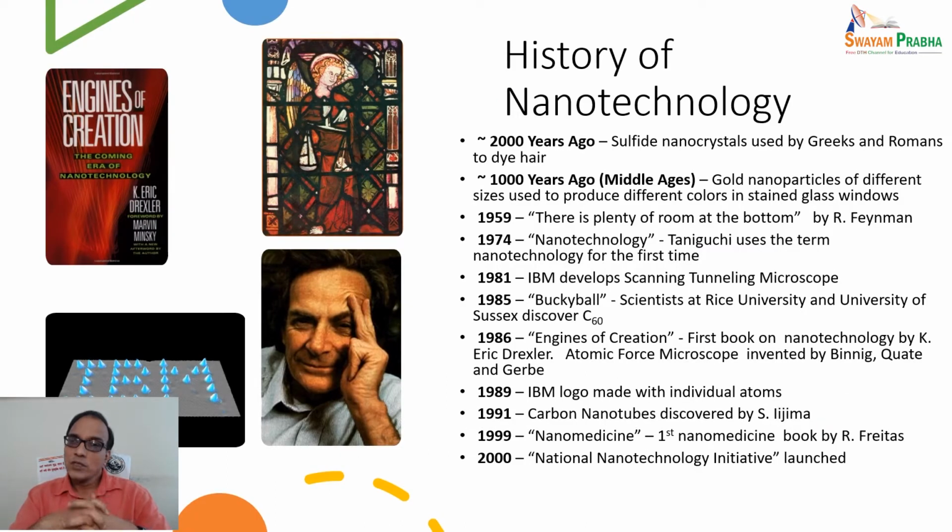Now we move to the history of nanotechnology. 2000 years ago, sulfide nanocrystals were used by the Greeks and Romans to dye hair. 1000 years ago, gold nanoparticles of different sizes were used to produce different colors in stained glass windows. In Iranian sculptures and Iranian technology, people used to prepare these kinds of glasses.